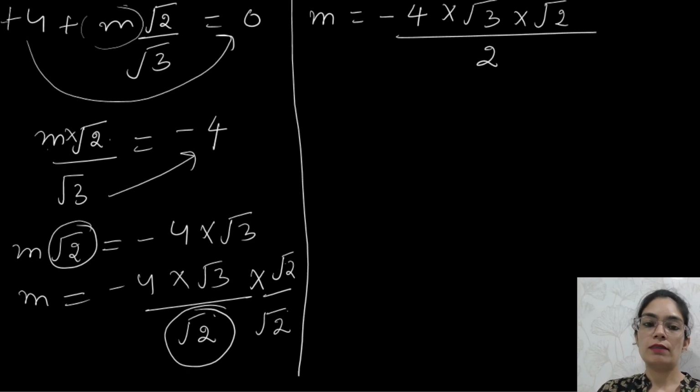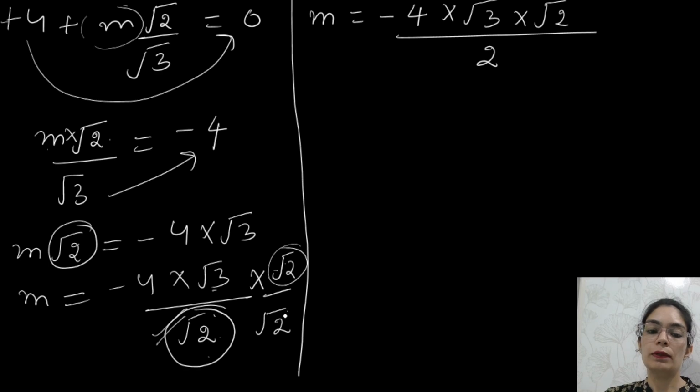So what we did, always remember this thing. We have done this in class 9th also, when you learned rationalization. Root 2 is an irrational number, so when any irrational number is there in the denominator, with the same number we will multiply numerator and denominator. So root 2 was there, so I multiplied numerator and denominator with root 2. So here I got negative 4 into root 3 into root 2, and root 2 into root 2 is 2. When you multiply a root with the same number, the answer will be in its whole number form.